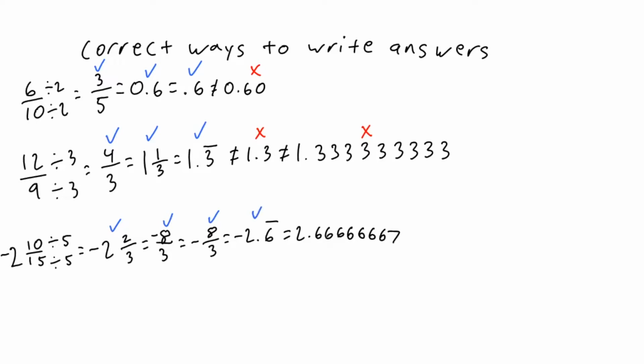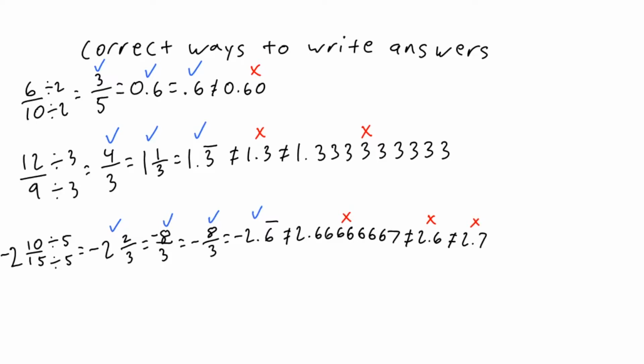So, while this is the correct way to write it, this is not correct. Again, other ways I've seen this written is 2.6 or 2.7. 2.7 is rounded, 2.6 is just getting rid of all the other sixes, which isn't even rounded correctly, but I've seen it many times. So these are also not correct ways to write it.